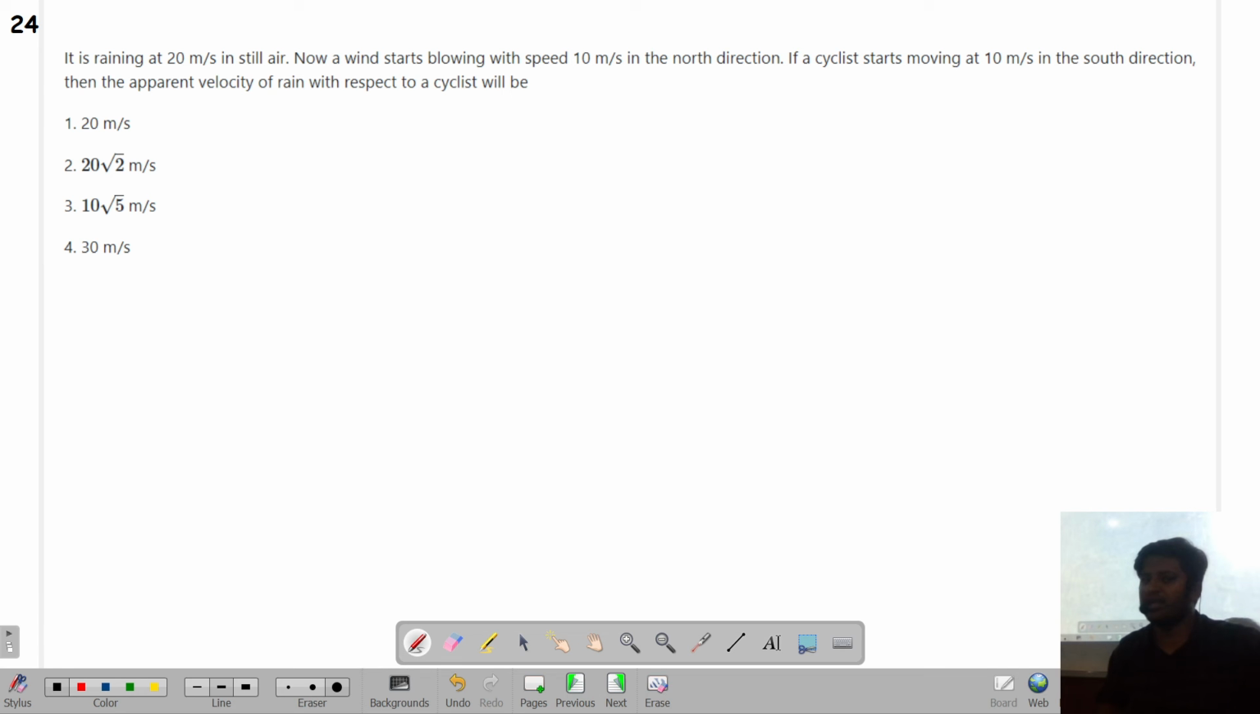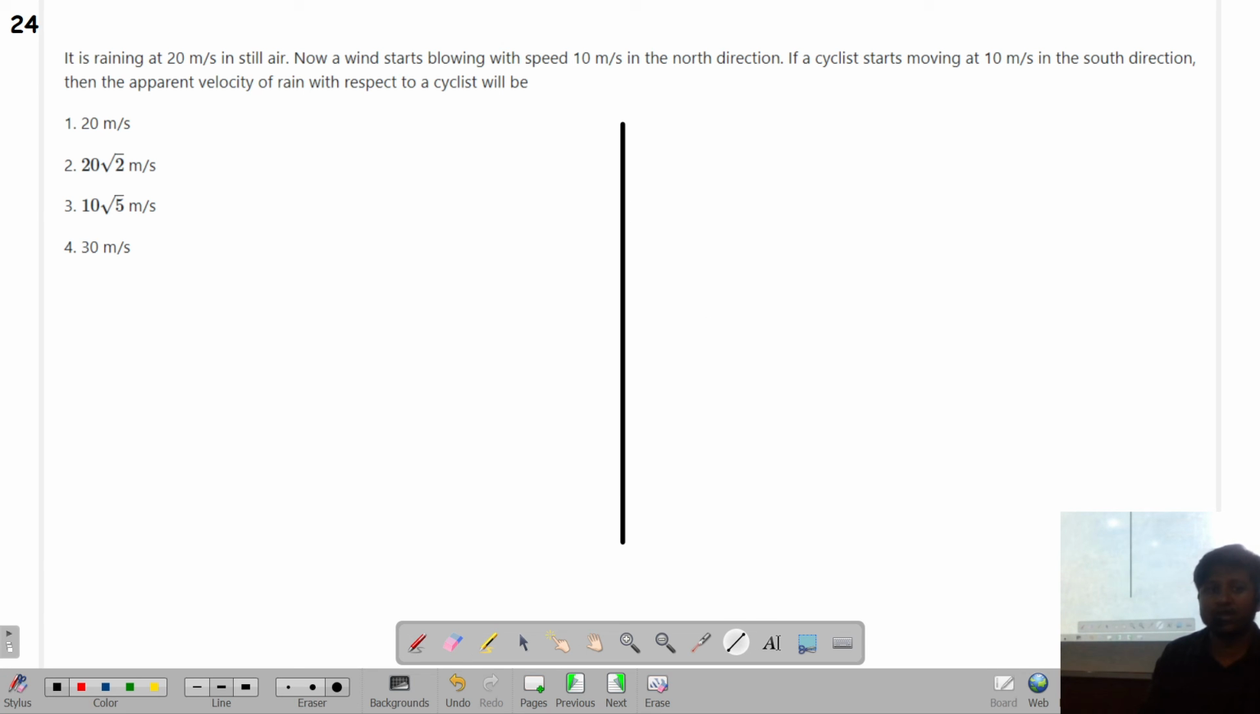It is raining at 20 meter per second. Listen to the question perfectly. The wind starts to blow with 10 meter per second. Now it is a very good question. Try to understand. Is it there in the question book? It's there.